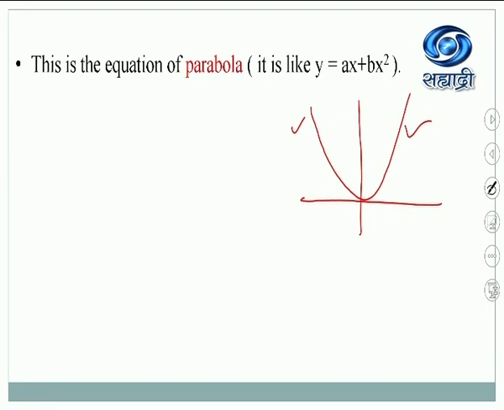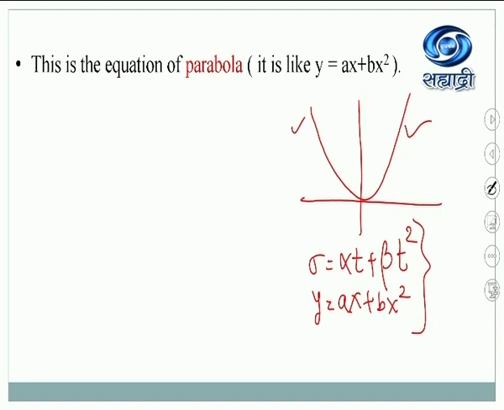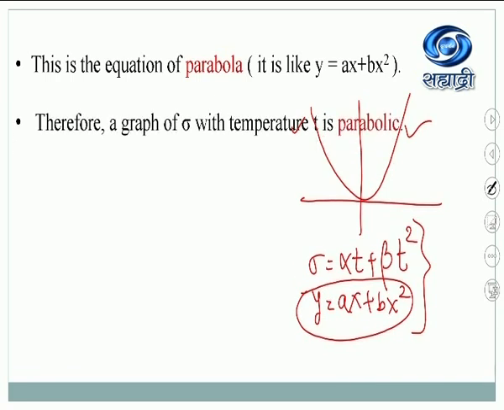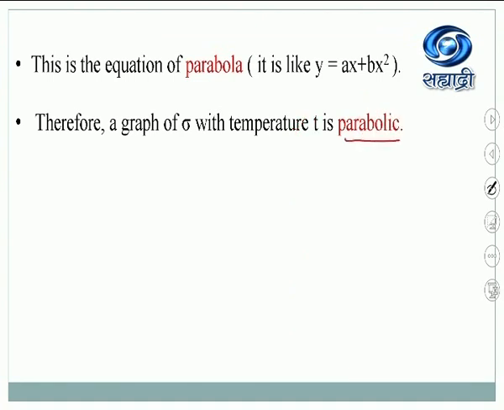So the given equation, what is that equation actually? Sigma is equal to alpha times t plus beta times t square. This is an equation of the type y is equal to ax plus bx square. That is the meaning of this. So if we compare these two equations, they are identical equations. So we say that this variation is like the equation of a parabola, and therefore we say a graph of sigma with temperature is parabolic in nature.